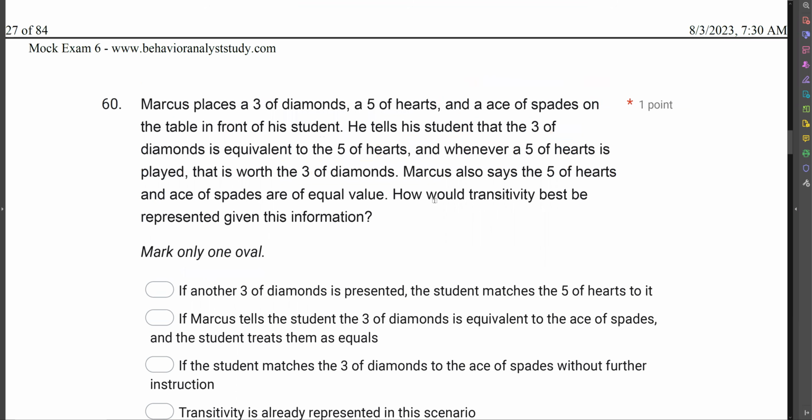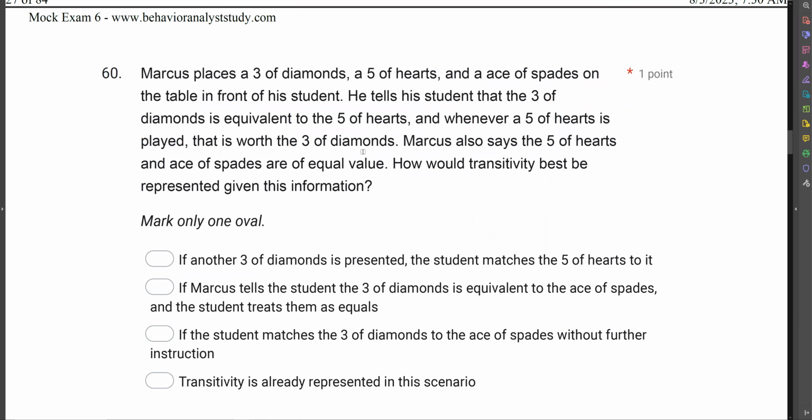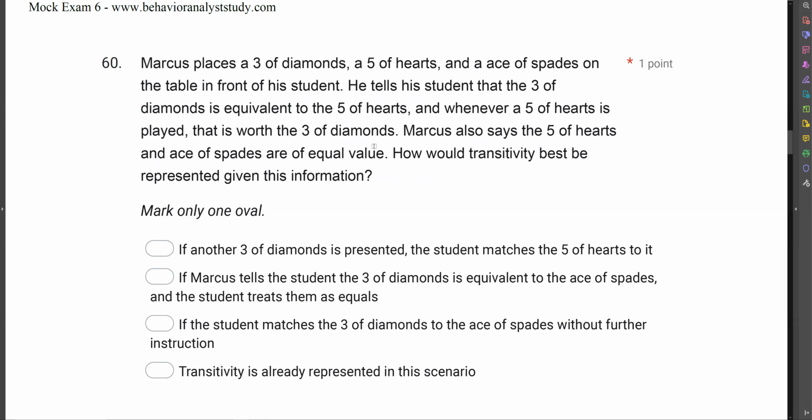Marcus places a 3 of diamonds, a 5 of hearts, and an ace of spades on the table in front of his student. He tells his student that the 3 of diamonds is equivalent to the 5 of hearts, and whenever a 5 of hearts is played, that is worth the 3 of diamonds. Marcus also says the 5 of hearts and ace of spades are of equal value. How would transitivity best be represented given this information?